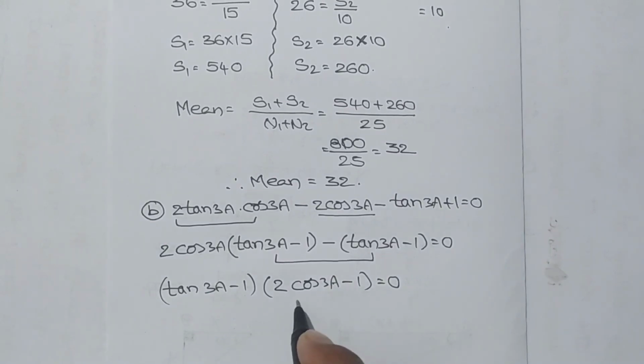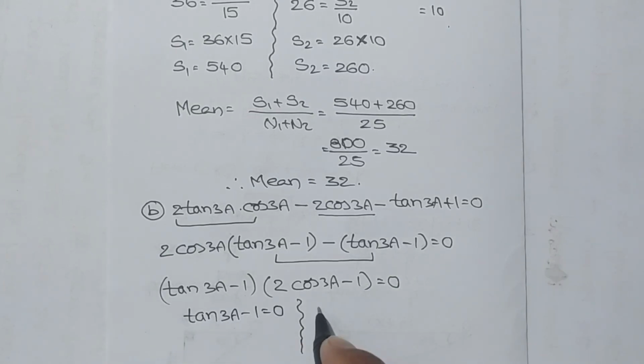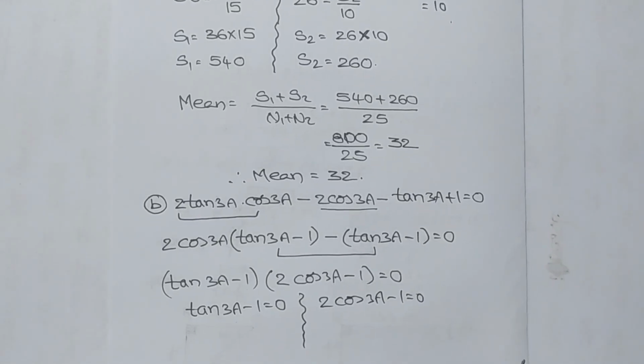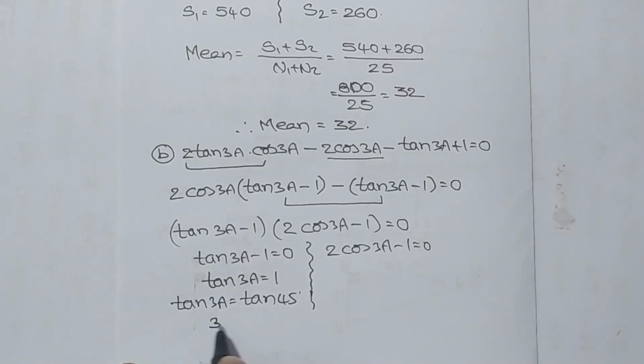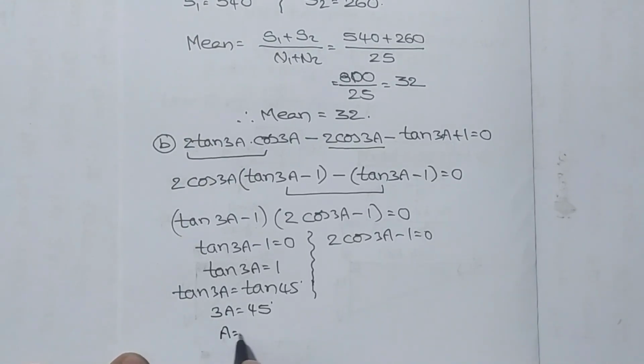Now this problem is split into two parts, just like factorization. Either tan 3A minus 1 is 0 or 2 cos 3A minus 1 is 0. Now here I am sending minus 1 this side, so tan 3A is 1. Tan 3A equal to 1, in terms of tan, is tan 45 degrees. Clear? Now 3 times A will be 45 degrees. So A equal to 45 by 3, 15 degrees.